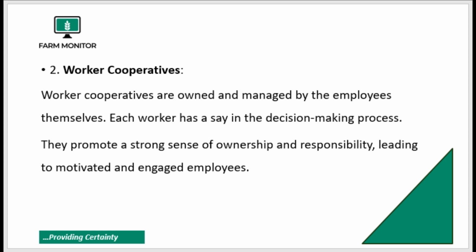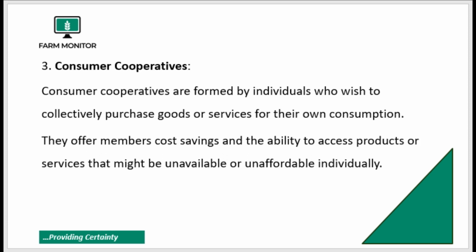There are certain disadvantages. Decision-making can be slower as every member has a say and then everybody will want to say his say. Challenges may arise if there is a need to raise capital, as members may have limited personal funds to make investments. Then number three is consumer cooperatives.